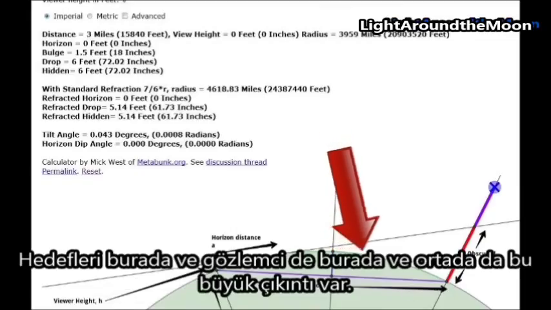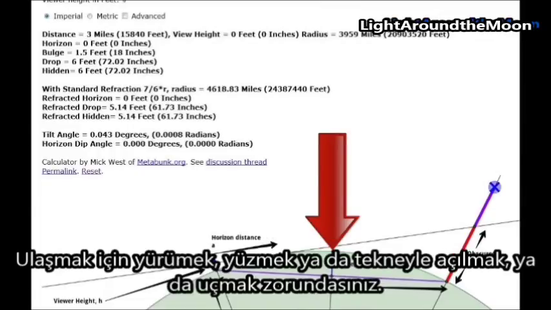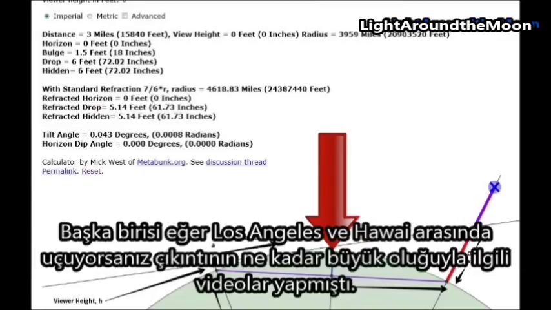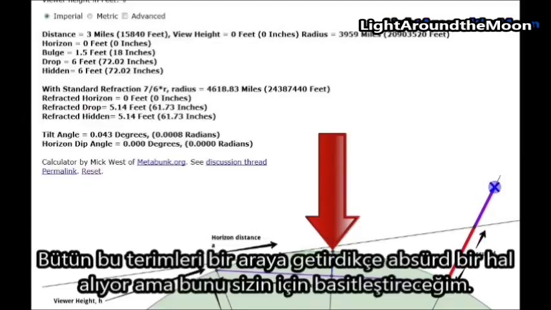Okay, they got this target over here, and the observer over here, and this big bulge in the middle. And that's what all these ballers would have you believe, is that everything you're looking at is on the other side of a big bulge you're going to have to walk or drive or swim or take a boat or fly over to get to. And somebody else has done videos on how big that bulge would be if you're flying from Los Angeles to Hawaii. I mean, it gets quite absurd when you start putting it into these terms.